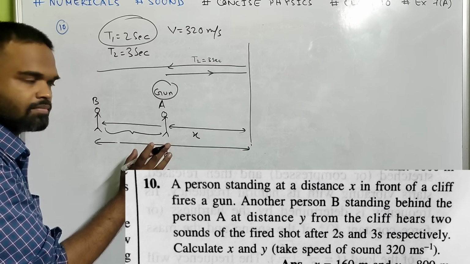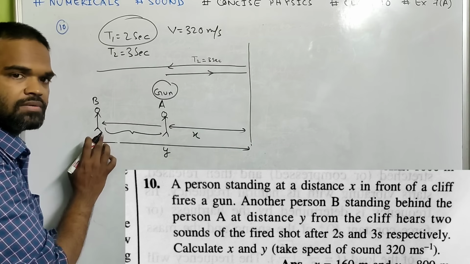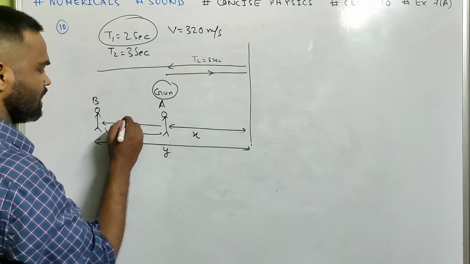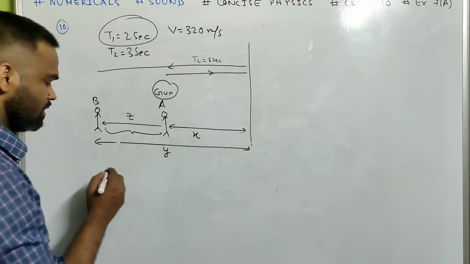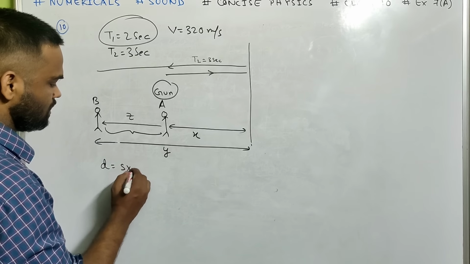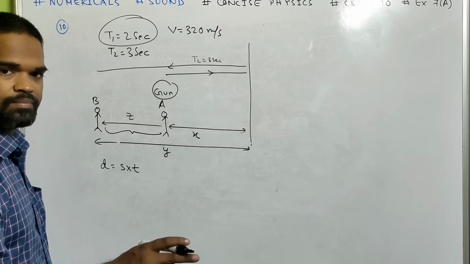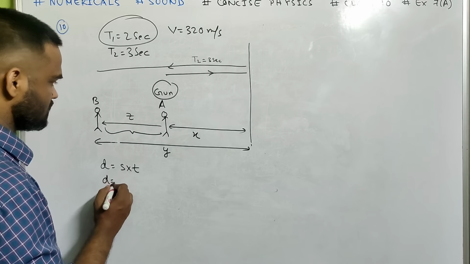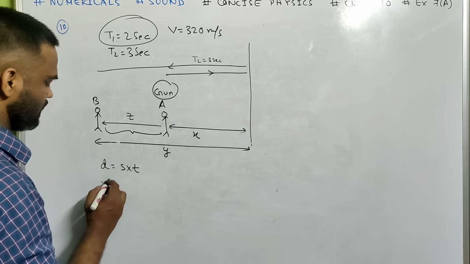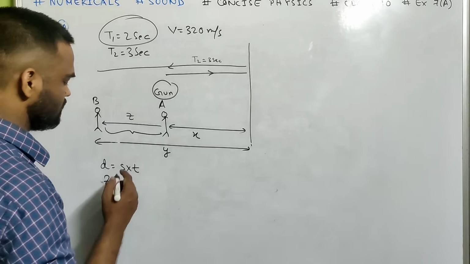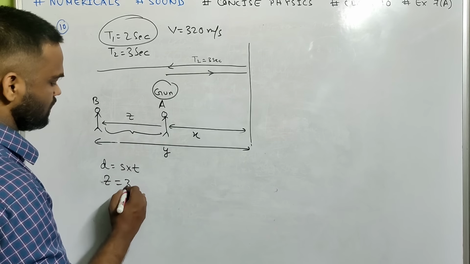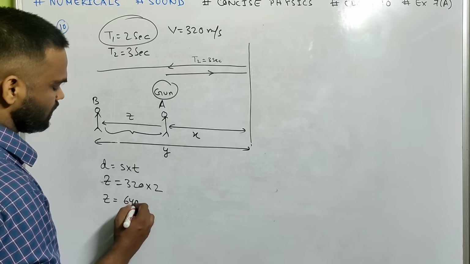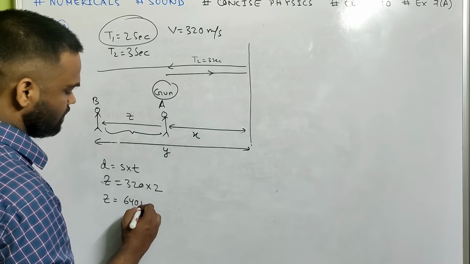Simple case. Sound from here travels till here. Suppose this distance A to B, I'll take it as Z. Then distance equals speed into time. Yes or no? Simple. For the first sound, there's no echo. So distance Z, you could have taken D also, doesn't matter. Z equals S, 320 into T, that is 2. So Z is 640 meter.